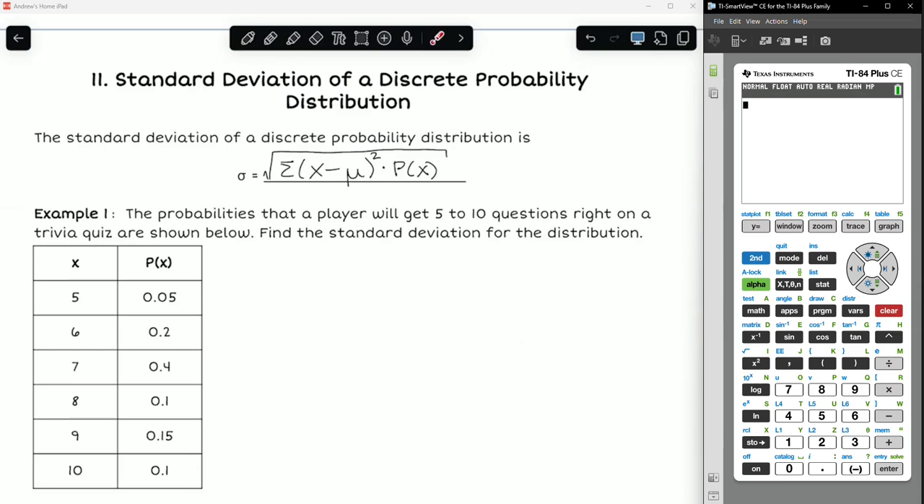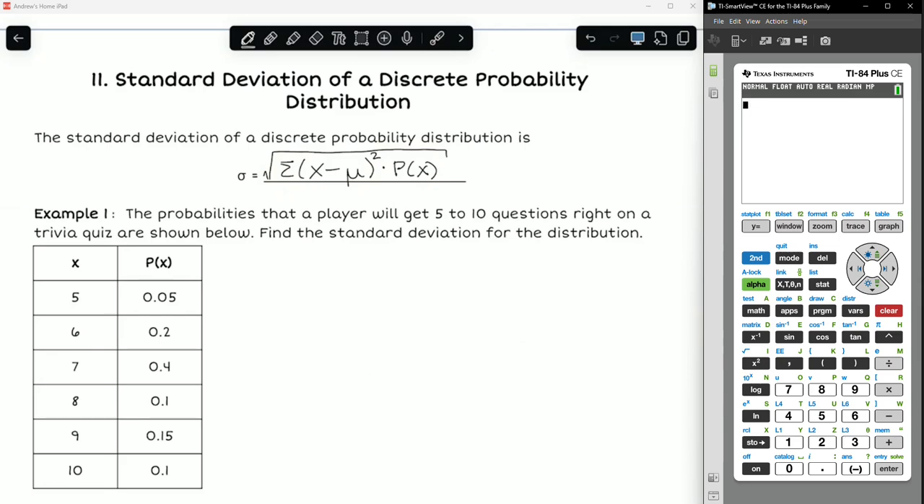So the process is, after we set up our table, we calculate the mean, we make a column for the deviation, we make a column for the deviation squared, we make a column for the deviation squared times the probability, we add down that column, and then we square root the results. That's more steps than the mean, and it feels a little bit intimidating. And so in the second example, I'll show you what it looks like on a calculator for those of you who struggle with tedious calculations. But I want you to see it both ways so that you know that there are options.